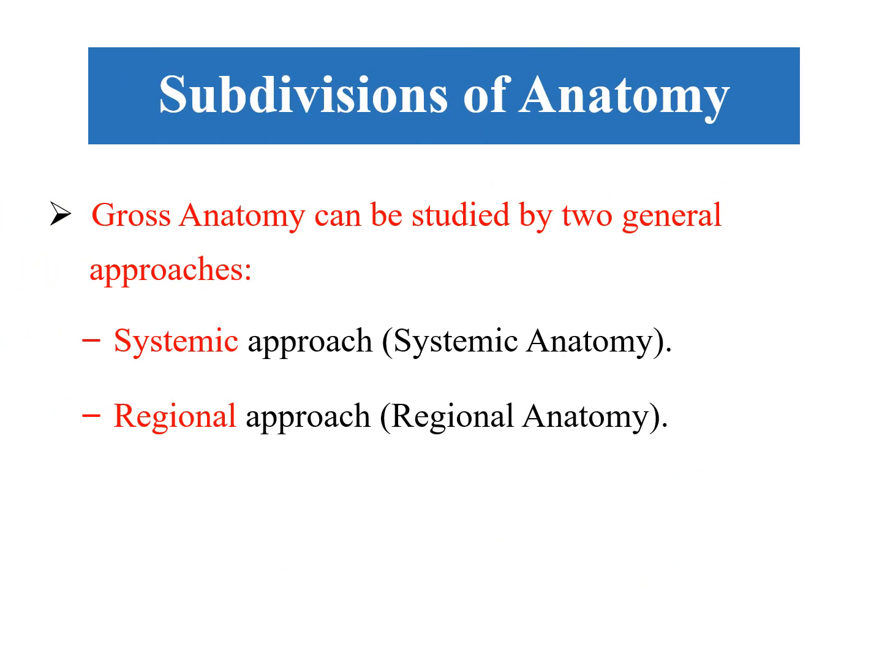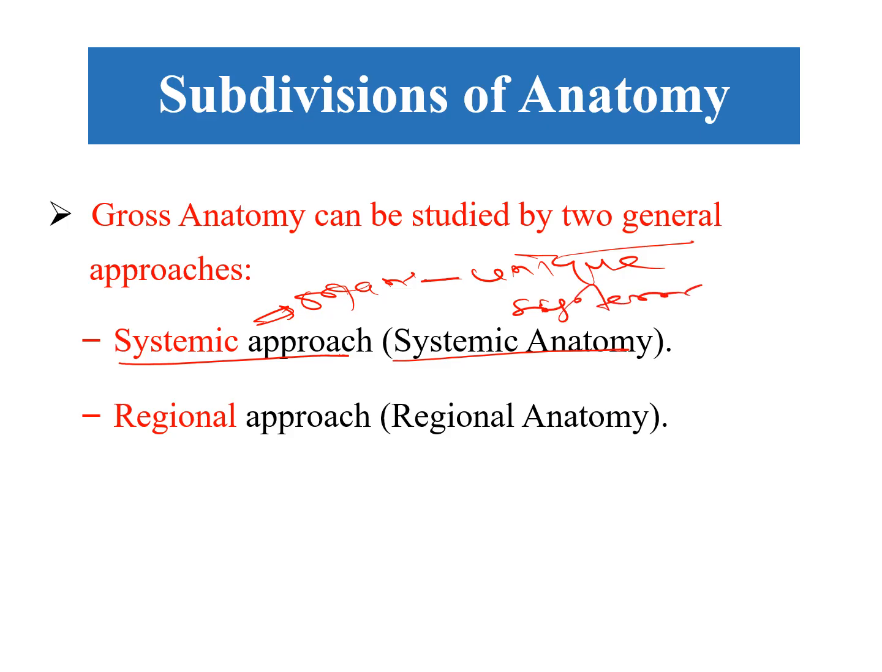Anatomists study anatomy using two general approaches. They can use a systemic approach, known as systemic anatomy, where anatomists study organs or structures that are unique to a certain system. For example, they can study structures that are unique to the respiratory system, or the GIT, the digestive system, and so on.